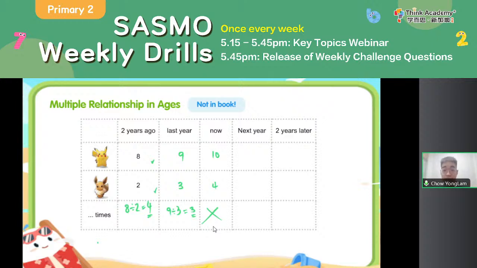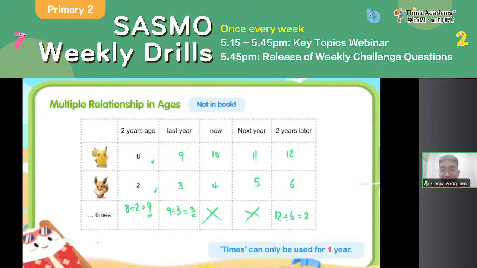So you see, next year they are 11 and 5, there's no multiple relationship. Or 2 years later, Pikachu is 12, Eevee is 6, and we know 12 divided by 6 is 2. So there's another different multiple relationship. As you continue to work on the ages, you will realize something very interesting: the multiple relationship can only be used for 1 year and only 1 year. I cannot have two different years in which the same multiple relationship has occurred. Times can only be used for 1 year.